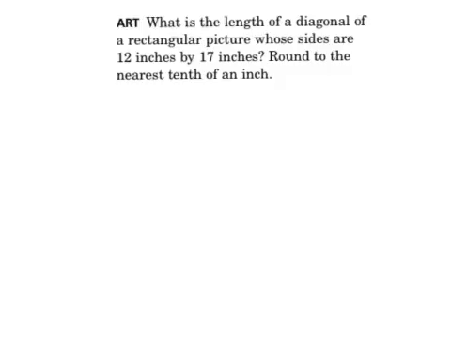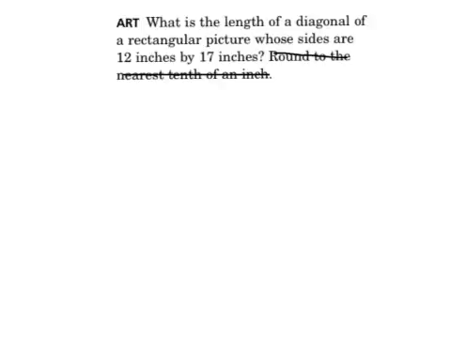So here it says, what is the length of the diagonal of a rectangular picture whose sides are 12 inches by 17 inches? Round to the nearest tenth of an inch. And we're not going to round. We're going to do what we typically do, and that is pick the perfect square that it is closest to, and that's how we're going to solve these.